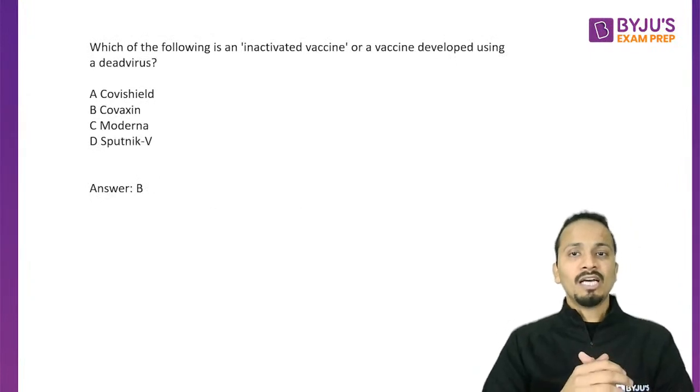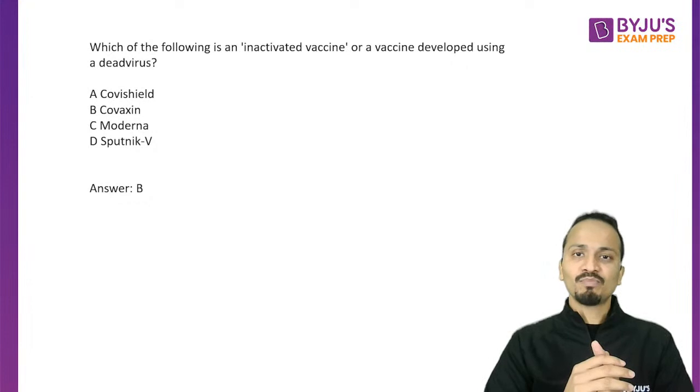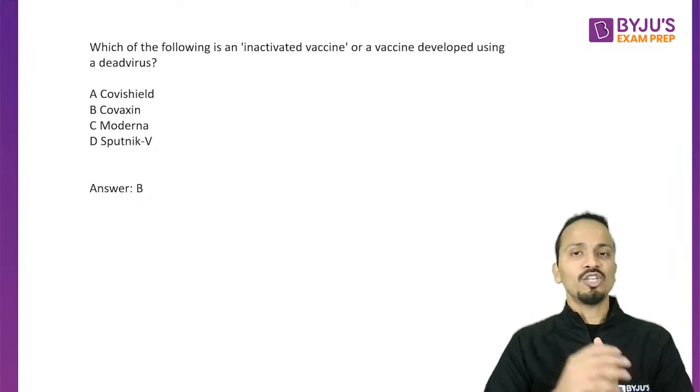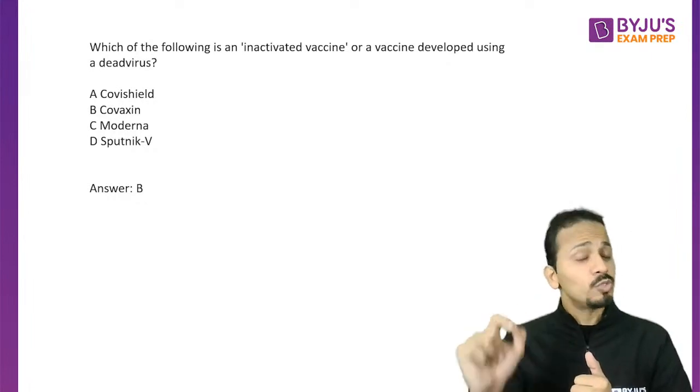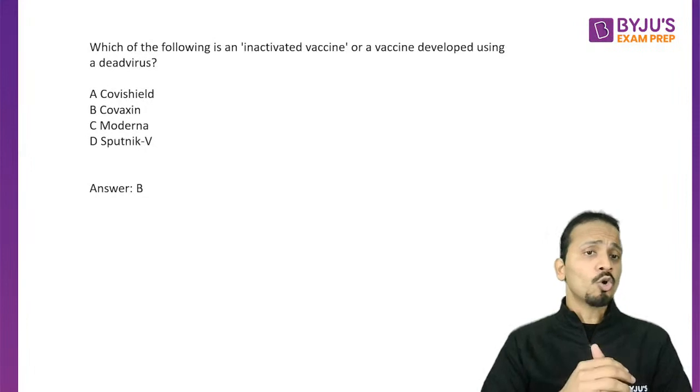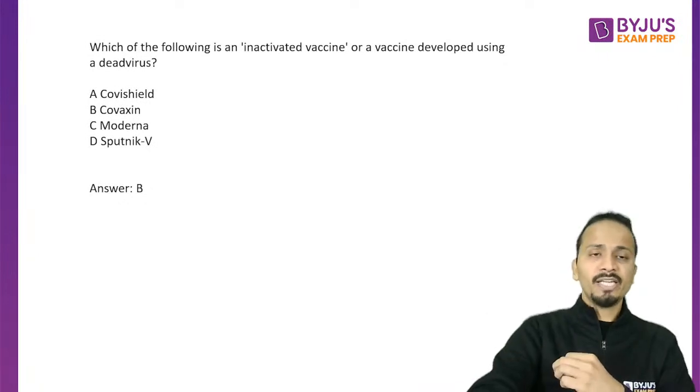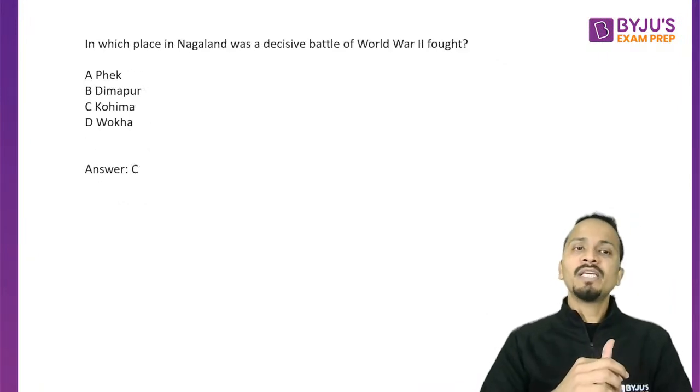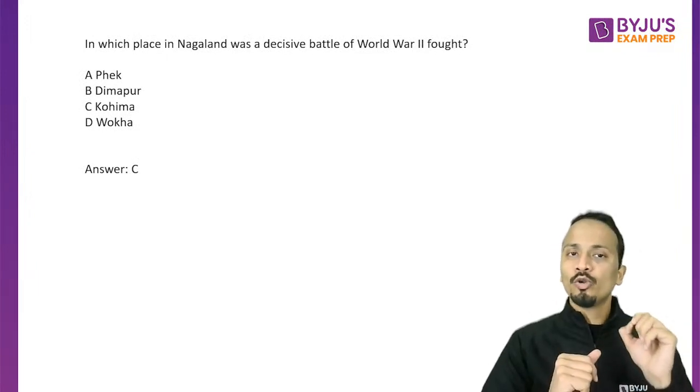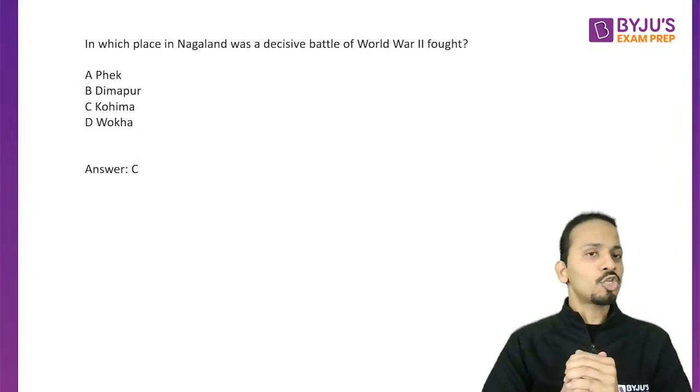Now next question about the famous coronavirus. Which of the following is an inactivated vaccine, or a vaccine which is developed by using a dead virus? Covaxin is the vaccine which is also called an inactivated vaccine. Next is, in which place in Nagaland was a decisive battle of World War II fought? The answer is Kohima.